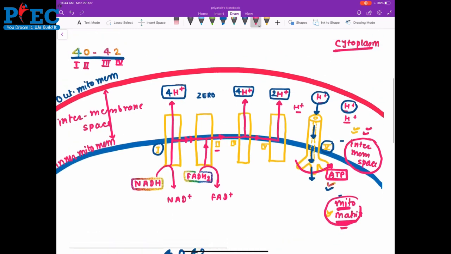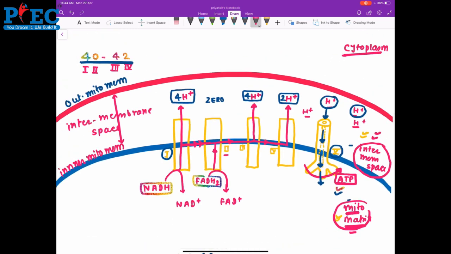See in this diagram, focus on complex 5. There is some part of complex 5 which is inside the membrane. This part which is inside the membrane is called F0, and the part which is hanging in the mitochondrial matrix, this is the mitochondrial matrix, is called F1.